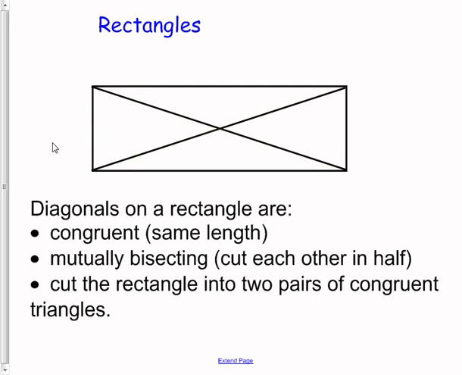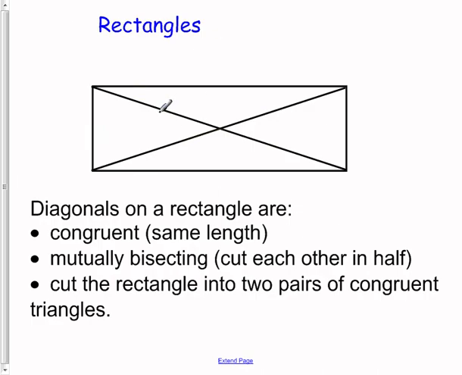In this video we're going to look at rectangles and the different properties of a rectangle. To start out, let's just look at the diagonals, and then we'll look at a few other properties. The diagonals of a rectangle, that's connecting the opposite corners, these lines right here, are congruent, they're the same length, and they're mutually bisecting, which means they cut each other in half.